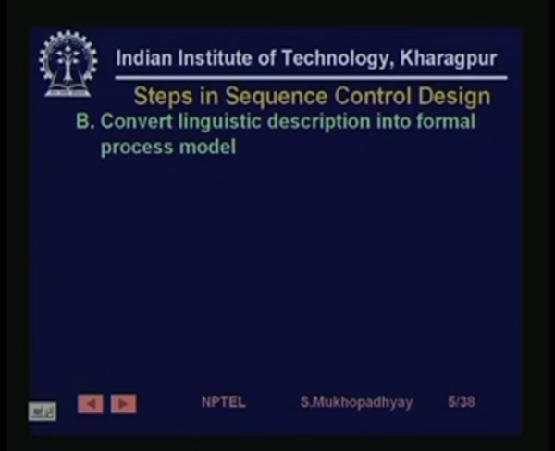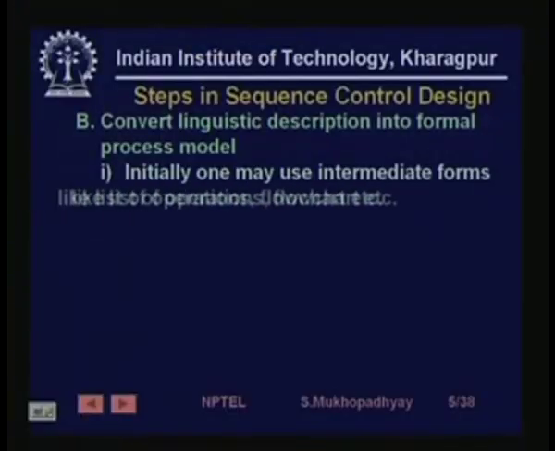So, having done that, the next step is to convert. Generally these things are captured manually using a linguistic description, something like English statements. So you talk to customers, talk to engineers on the field and get their requirements. But this is very dangerous to use for program development. So we have to convert this linguistic description into formal process models, and in fact a lot of inconsistencies and ambiguities which are there in the linguistic description actually surface at this time.